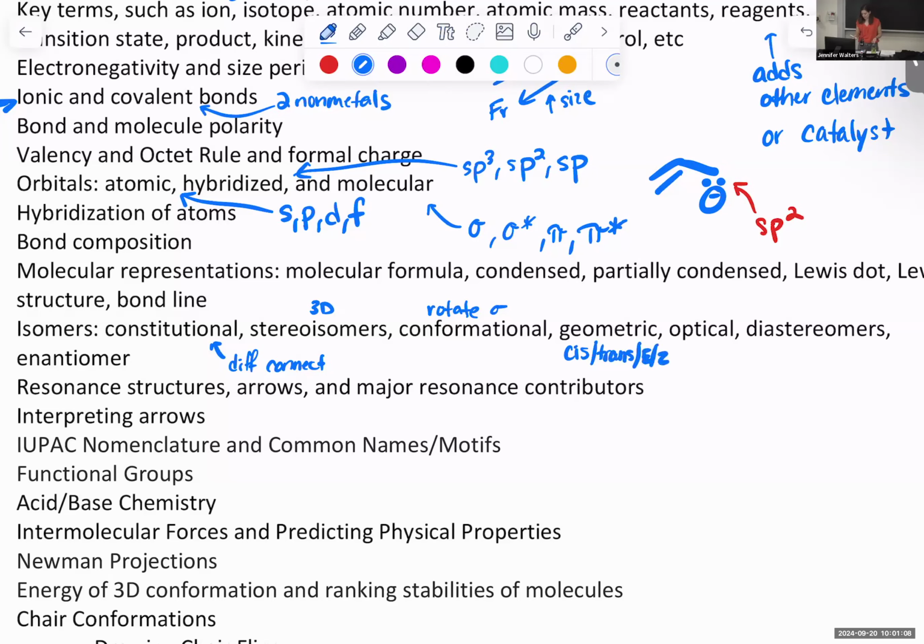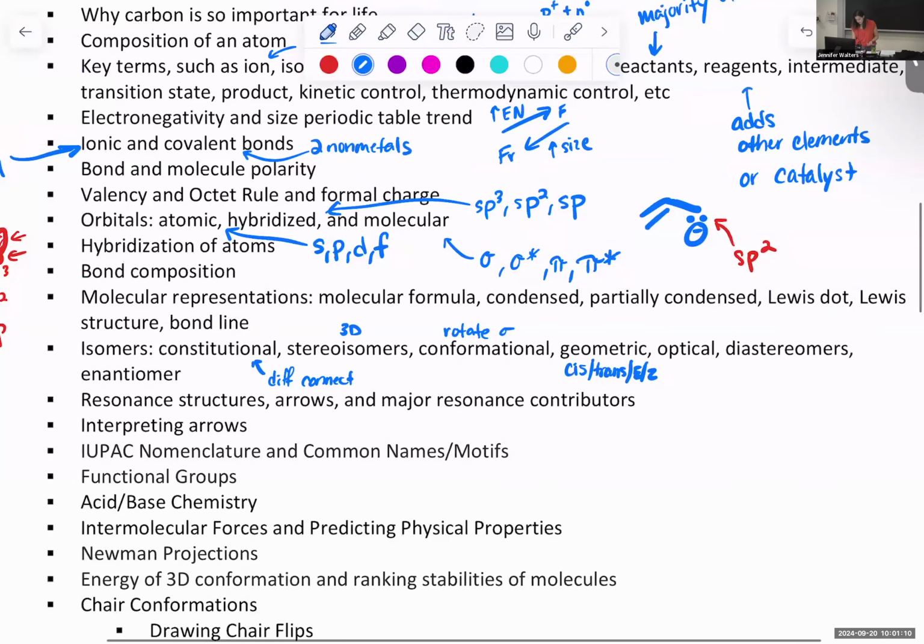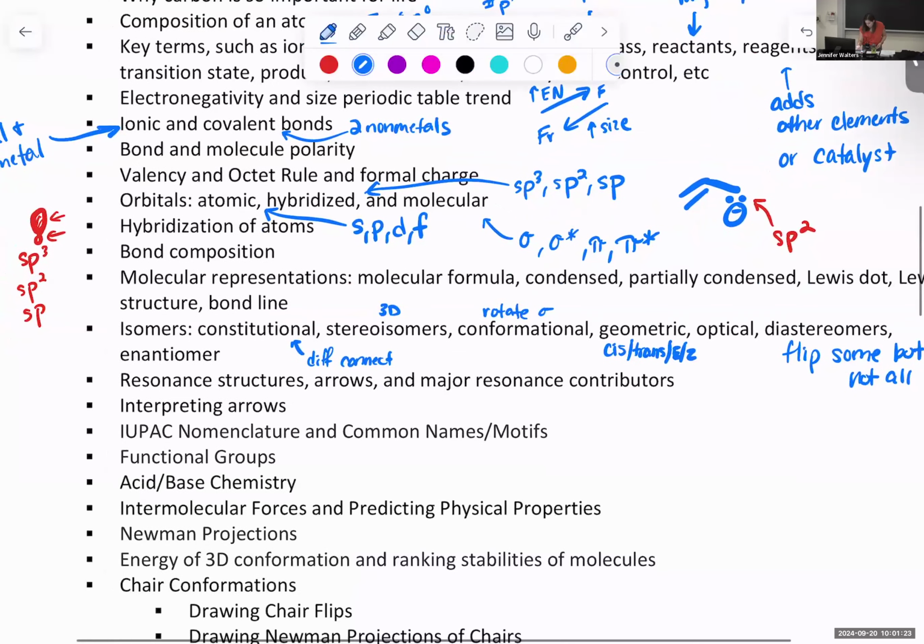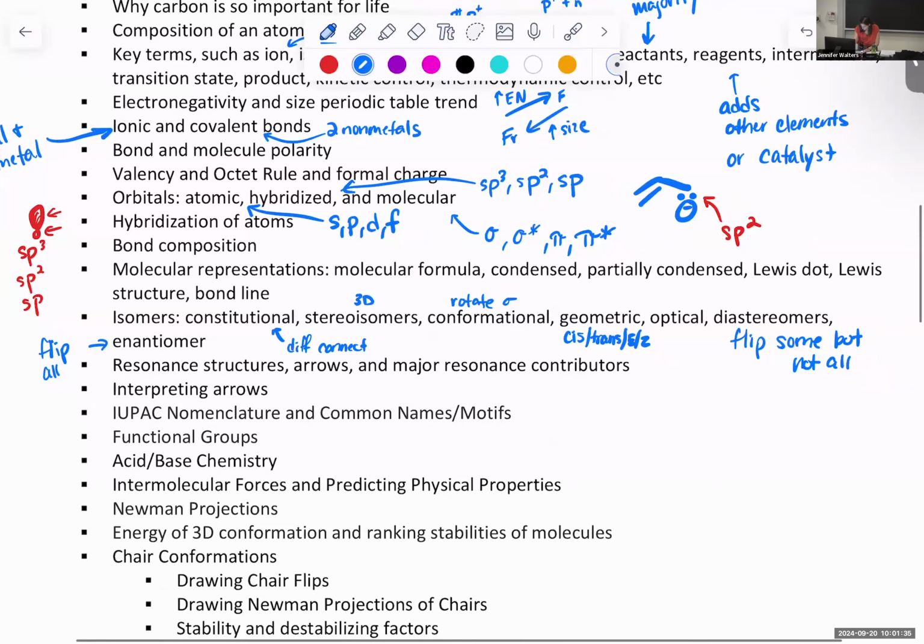Optical is where it rotates plane polarized light. Diastereomers are the relationship between two molecules where you flip some but not all. Your enantiomer is where you flip all of them, all of your stereocenters.